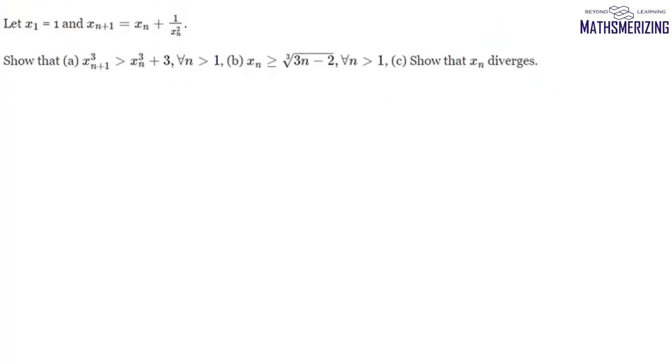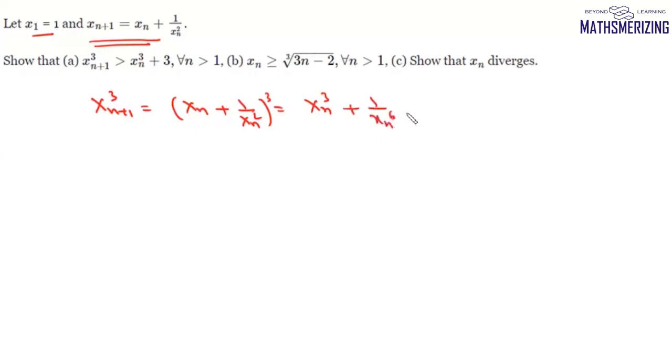Let us take up an example. Say for example, let x1 be 1 and xn plus 1 be xn plus 1 upon xn square. Now the first part is show that xn plus 1 cube is greater than xn cube plus 3. Now what we'll do is we'll take cube both sides. We can write xn plus 1 cube and it'll be equal to xn plus 1 upon xn square whole cube. Now it'll be xn cube plus 1 upon xn to the power 6 plus 3 into 1 upon xn cube and plus 3.